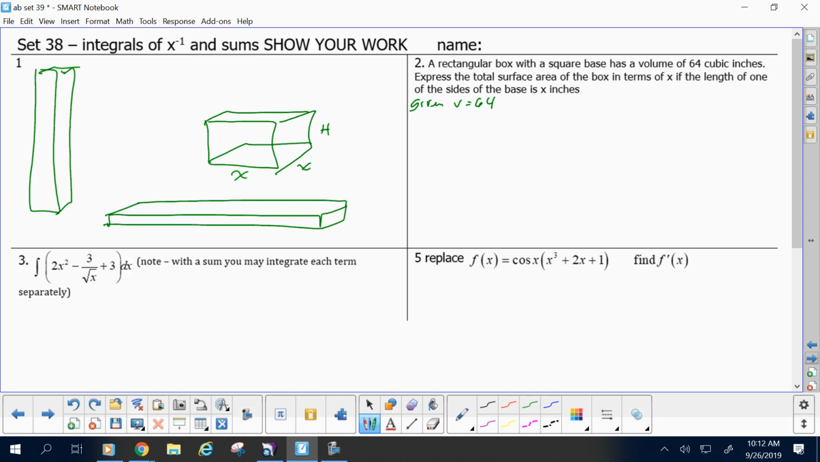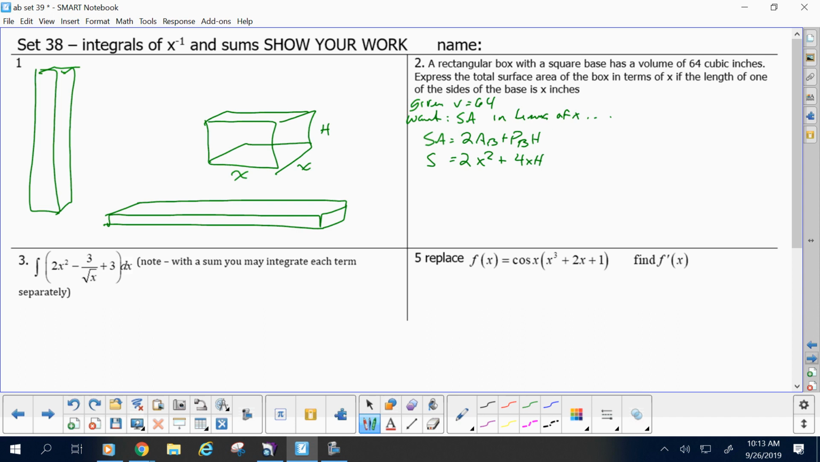Express the surface area in terms of x only. All right, so let's start with the question. If I'm not sure, rather than start with the givens, I'm going to start with the question. What's the surface area of the box? Beautiful. So in terms of what we're given, isn't the area of the base x squared and the perimeter of the base 4x?